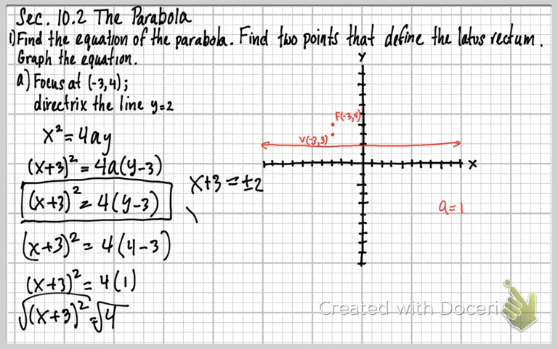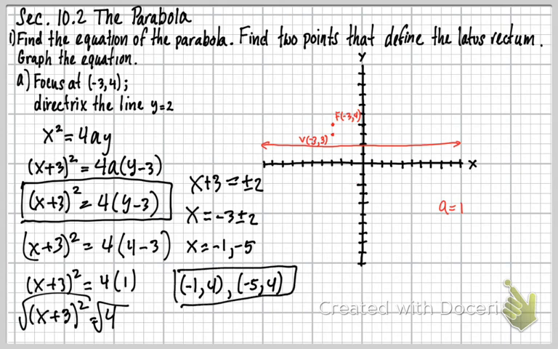And then to simplify, I subtract 3 over, so I get negative 3 plus or minus 2, which means x is going to equal negative 1 or negative 5. And my two ordered pairs then, remember I plugged in 4 for y, so it's going to be negative 1, 4 or negative 5, 4. Okay, so those are the answers for part 2.